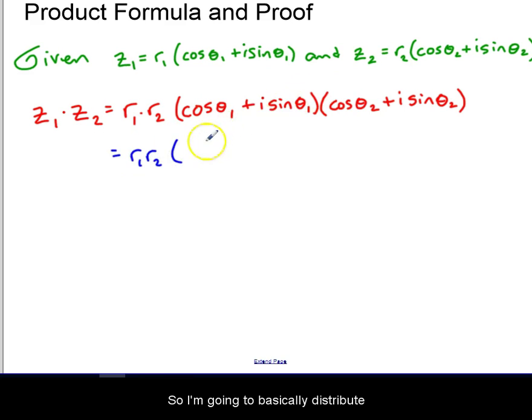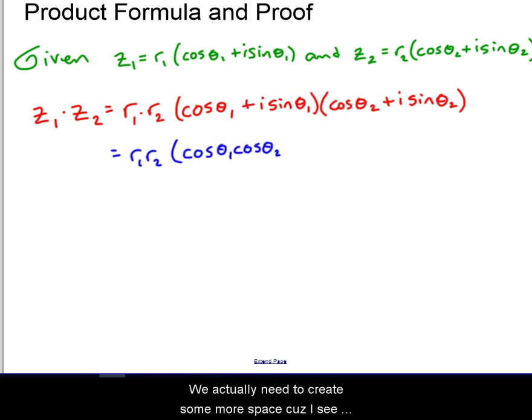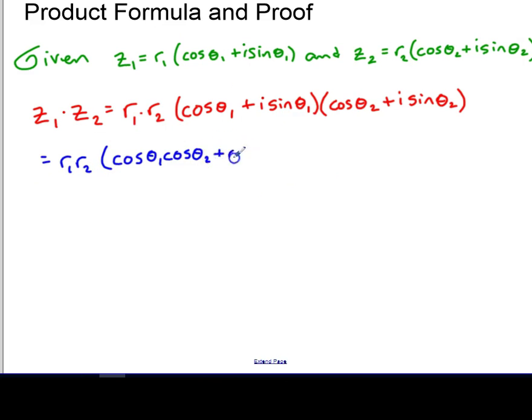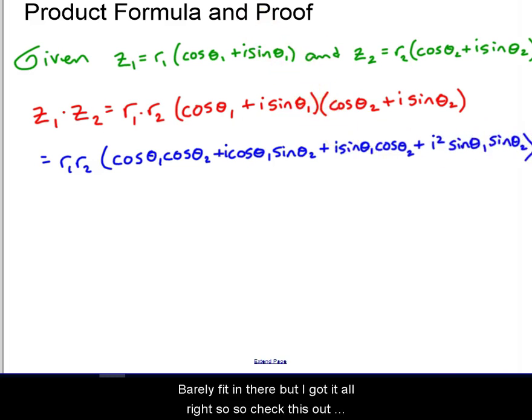So I'm going to basically distribute that. We actually need to create some more space because I see it's going to be a long string here. So let's create some space. Now I'm going to distribute the i sine theta sub 1. Barely fit it in there, but I got it. All right, so check this out.